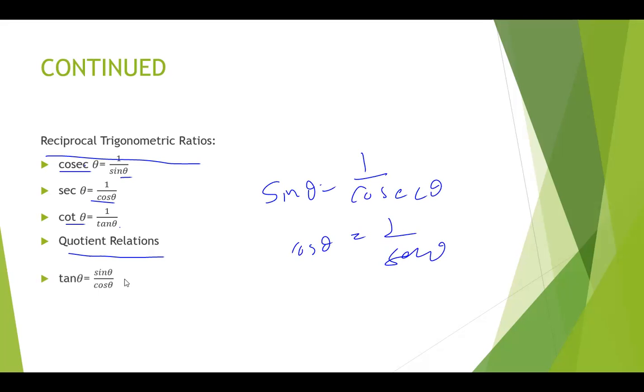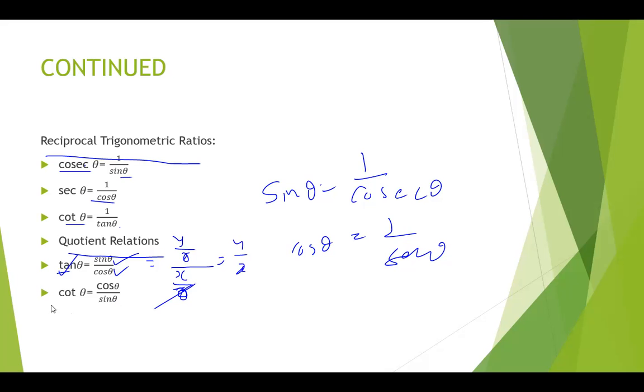Next is quotient relations. Quotient means fraction form. Tan theta is the ratio of sin theta to cos theta. You might have noticed sin theta is the ratio of opposite side divided by hypotenuse, divided by cos theta, which is the ratio of adjacent side to hypotenuse. This is the denominator, and this is the denominator for the denominator, which means it gets cancelled with this denominator. We have y by x. What's y by x? Opposite side divided by adjacent side. That is the ratio for tan theta.